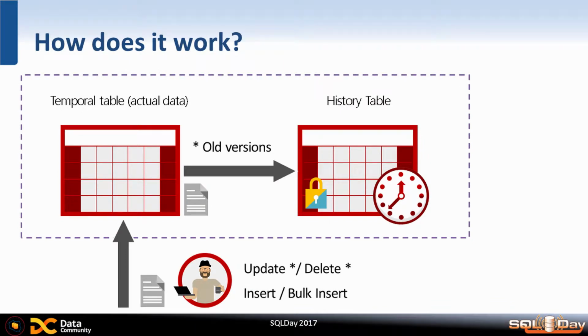Okay, how does it work? First, at the left side, we have our temporal table with the current data. We execute an operation. If the record is modified with an update or delete, the previous record is first inserted in the history table as the old version, and just the current record remains in the temporal table.